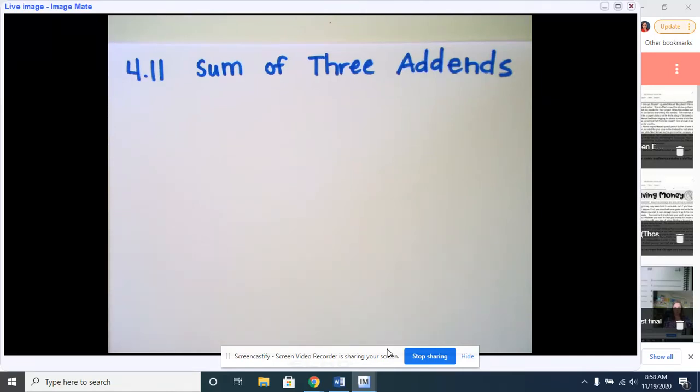All right, in lesson 4.11, we're talking about the sum of three addends. So I'm going to do a number talk with you, showing you some different strategies to add three addends.